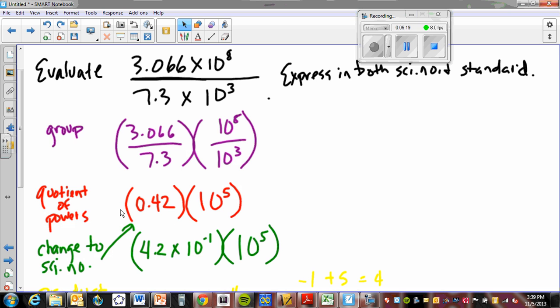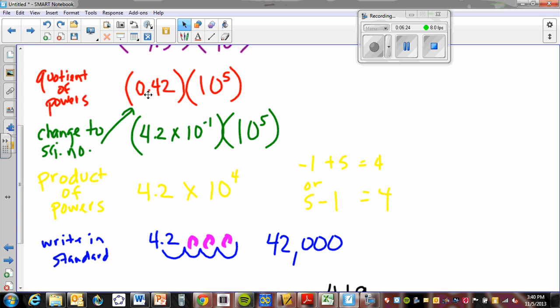From here, this is not a number between 1 and 10. We got to change it to scientific notation. So in this case, we move our decimal to the right to make it 4.2. When we move it to the right, it's now 10 to the negative 1. And that times 10 to the 5th. So our product of powers says take the negative 1 plus 5. Negative 1 plus 5 gives us 4, or you could do 5 minus 1. It works the same way. Either way, we're losing a place here, so it'll be 10 to the 4th, just like that. So 4.2, now in between 1 and 10, times 10 to the 4th. That is our scientific notation.